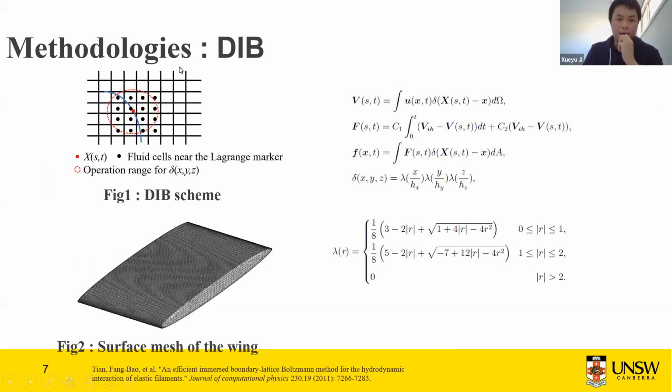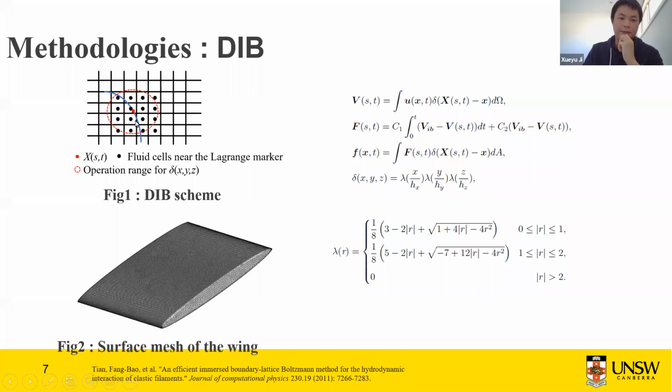And let's talk about the methodology for the DIB. Let me show you the second picture first. You can see that the wing surface is discretized by a triangle surface mesh. The surface mesh is actually the Lagrangian marker because it is moving along with the wing step by step. In the first picture, the red square represents the Lagrangian marker, which is the triangle mesh in this diagram.